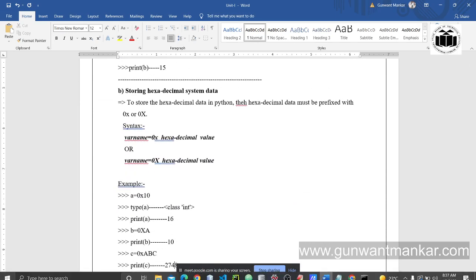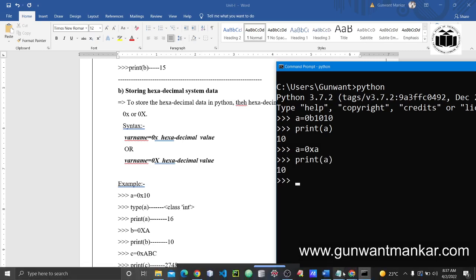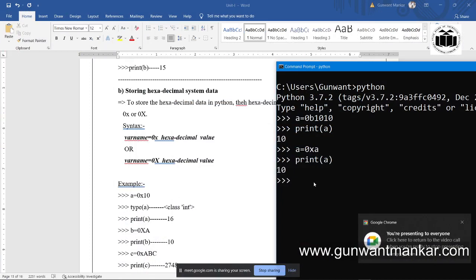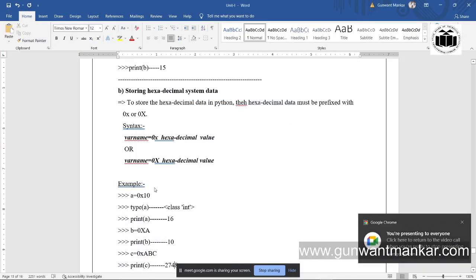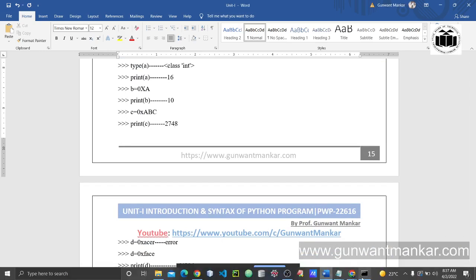Now how can we store the hexadecimal number? Simply use the prefix 0x. a is equal to 0x or capital X, we are writing here a. Now we can print the value of a, that is 10. Hexadecimal number system, right? We have seen here.